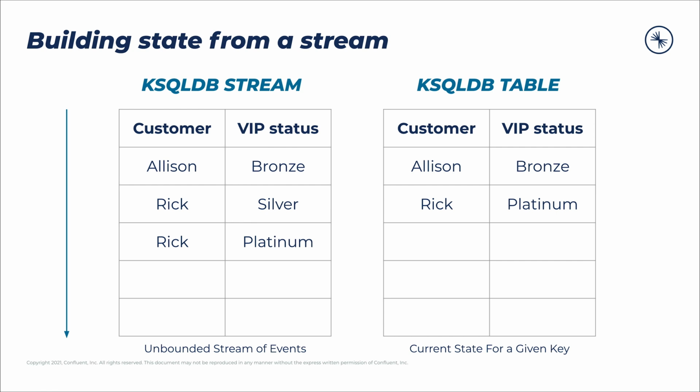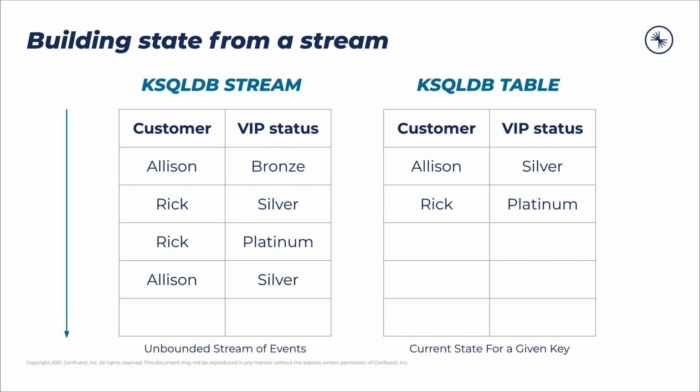But notice what's happened to the table. The table hasn't gotten a new row because we already had a Rick row. It's just updated. So you can see the table tells us the current state of these keys in the stream. The stream is like a log of everything that's ever happened. The table is a snapshot of what everybody's current value is right now. So Rick became platinum, and there you go.